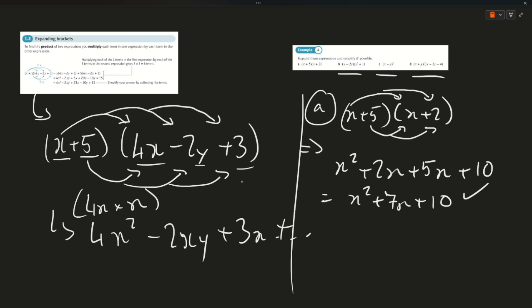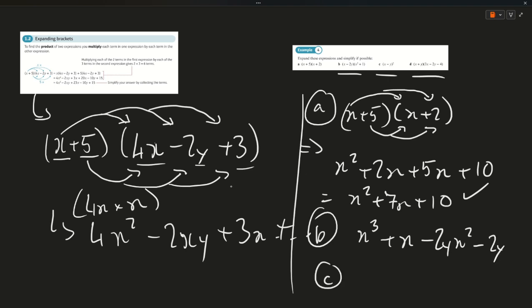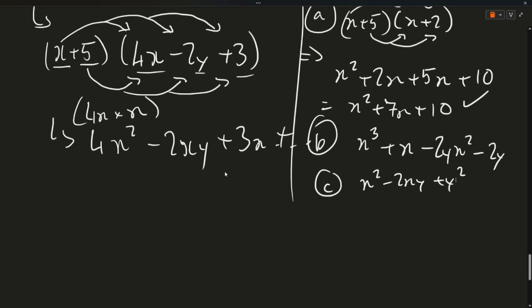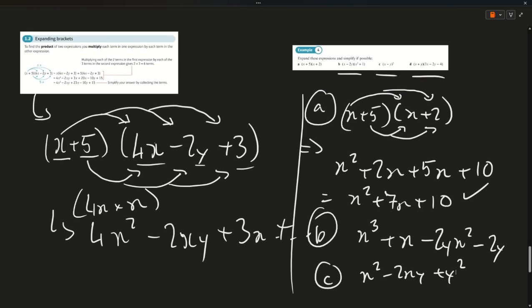Cool. Now I want you to do B, C, and D yourself. I'll just give you the answers here. So for B, that's x cubed plus x minus 2yx squared minus 2y is the answer for that one. Part C is just x squared minus 2xy plus y squared. And then, you get the idea.